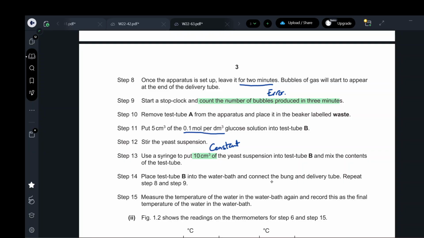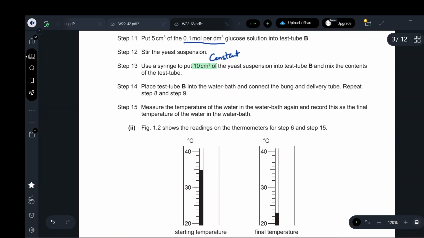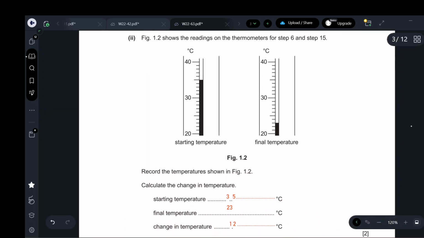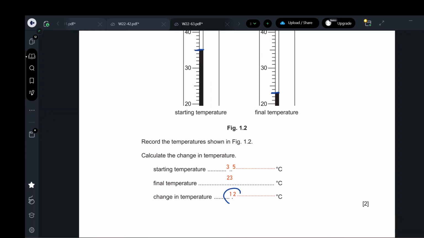Place test tube B in a water bath. Connect the bung and the delivery tube. Repeat steps 7 and 8. You will count the number of bubbles. Measure the temperature of the water bath. Again, record the final temperature. Starting temperature, 35 degrees Celsius. Final temperature, 23 degrees Celsius. So it decreased by 12 degrees Celsius.